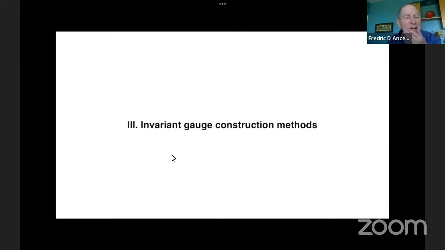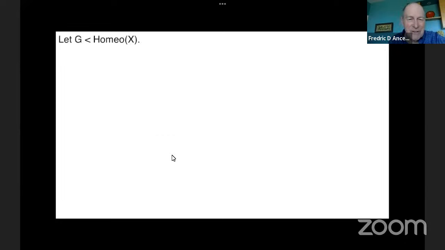And now finally, the last step, really. I don't think I'm going to make 2 hours, but the last step is I really want to make everything G invariant for some group of homeomorphisms G. So I want to take the techniques I've just described and make them respect a group of homeomorphisms. Well, it's not difficult, but there's one step which is hard, but it was hard for me.